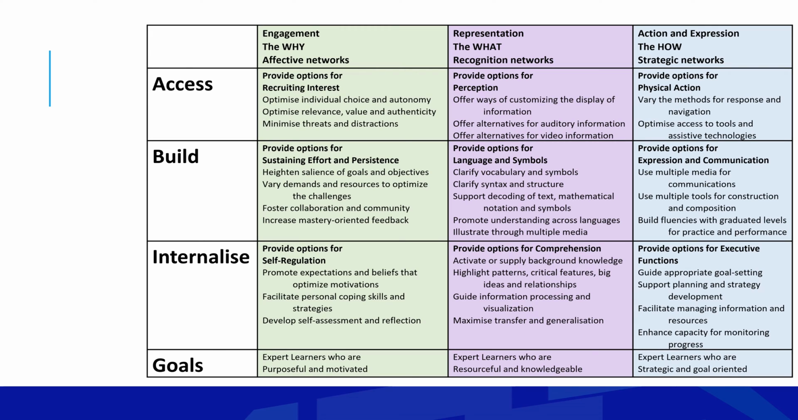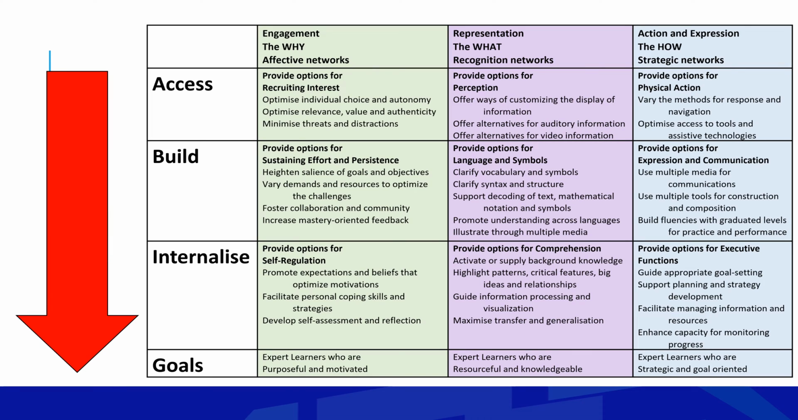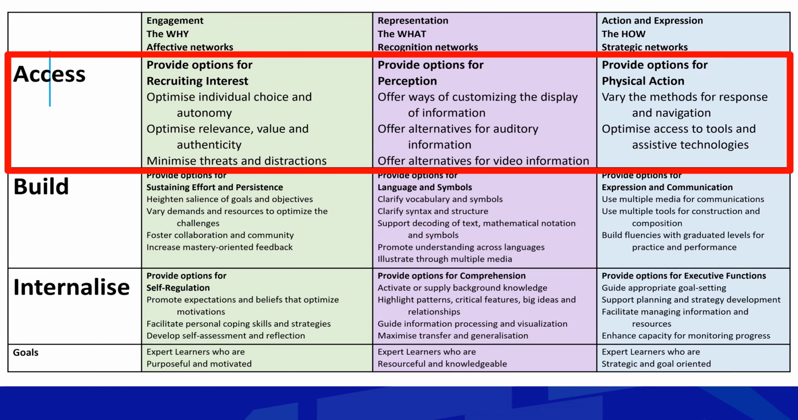The hierarchy of the rows in the UDL framework is structured from the basics of access to the loftier goals of changing beliefs, attitudes, and motivations. Let's look at each one of these rows. Access is the base level. Before students can engage, perceive, or plan in meaningful ways, they need options on ways in. There are technical, performance-based, and pedagogical ways that educators can make this happen.